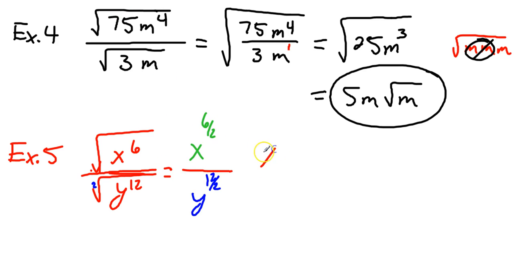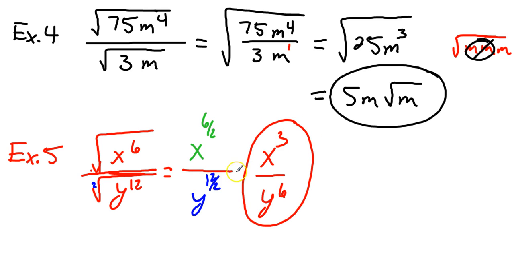So 6 divided by 2 makes that x to the third. And for the y, 12 divided by 2 is 6. There's no leftovers, no remainders, so those come out perfectly without any square root stuff.